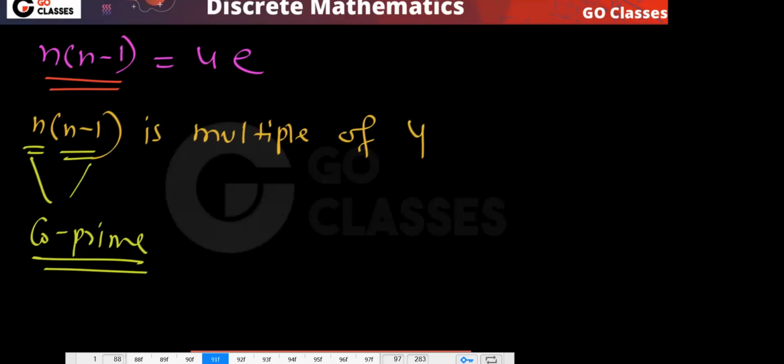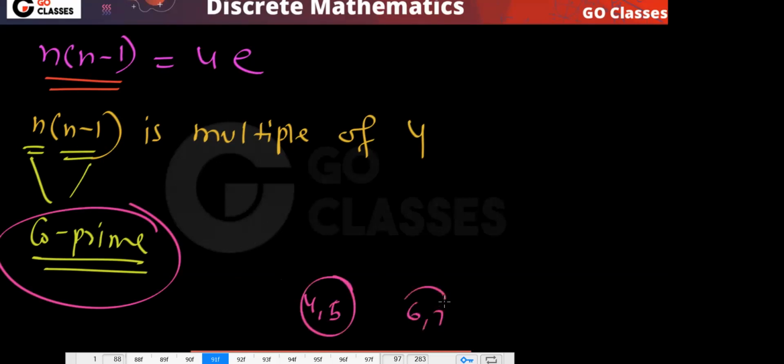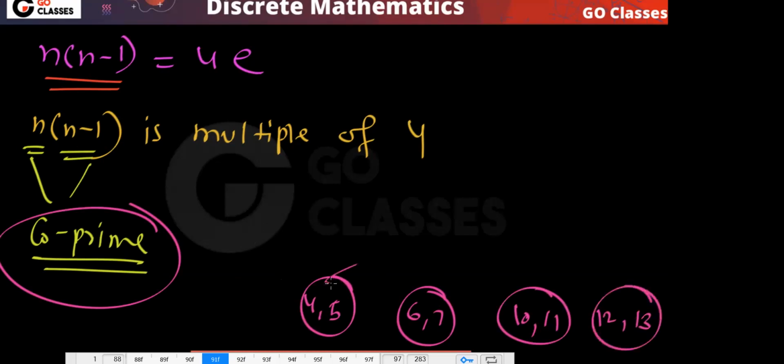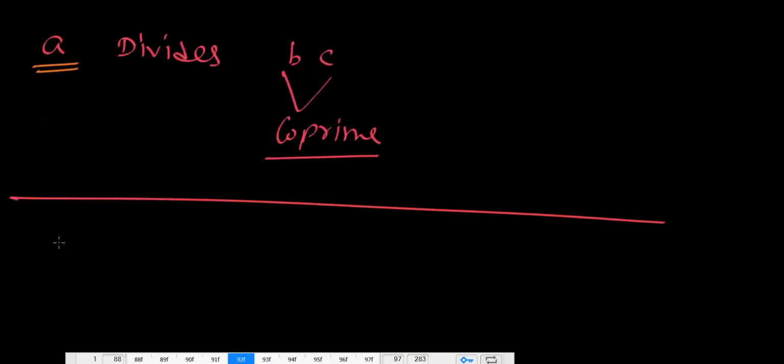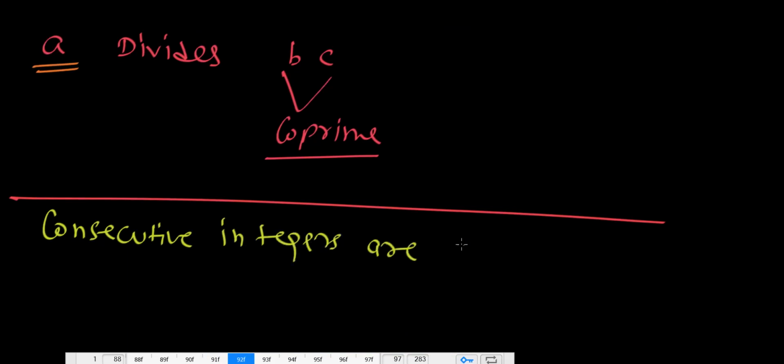These are consecutive numbers. Consecutive numbers are always co-prime. Saurabh, these are consecutive numbers, n comma n minus 1. For example, 4 comma 5 are co-prime. For example, 6 comma 7, 10 comma 11, 12 comma 13 are co-prime. Consecutive numbers are always co-prime. Yes or no? Remember this, we already know this. These are very basic things. Consecutive integers are always co-prime.